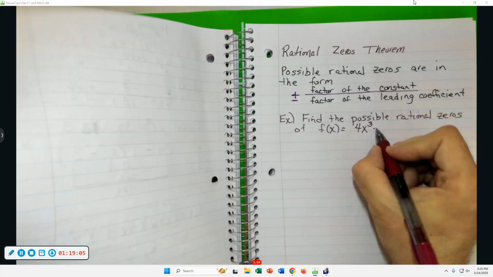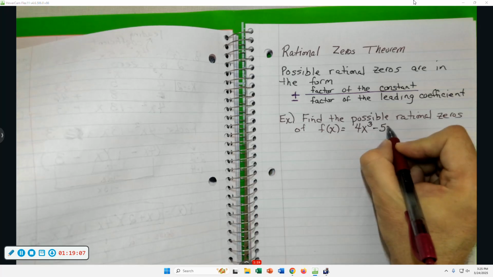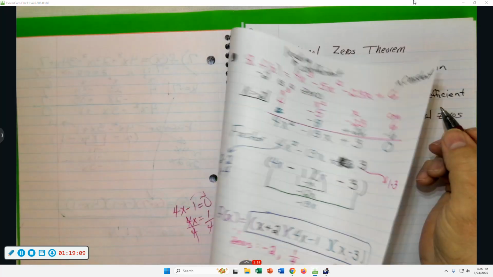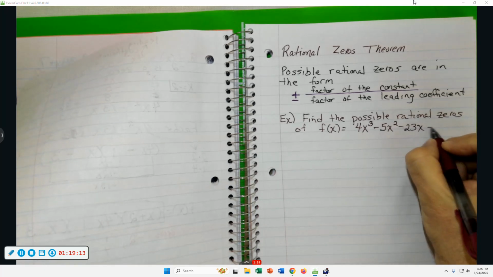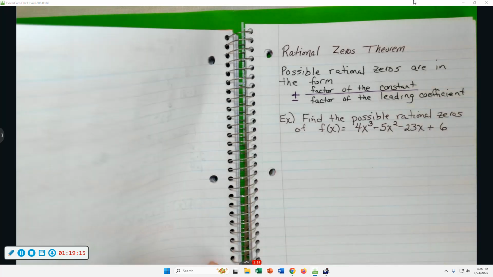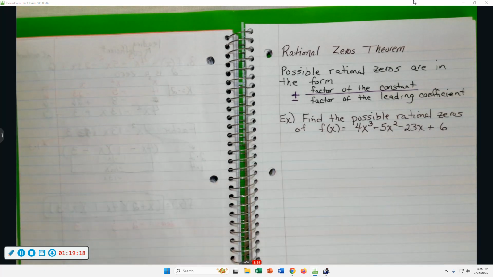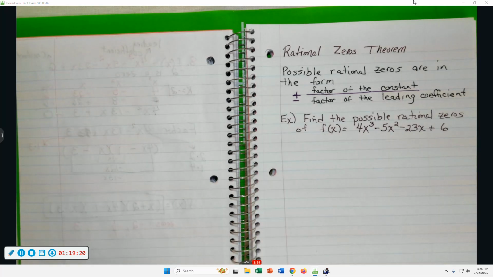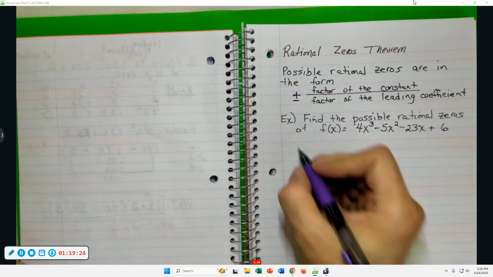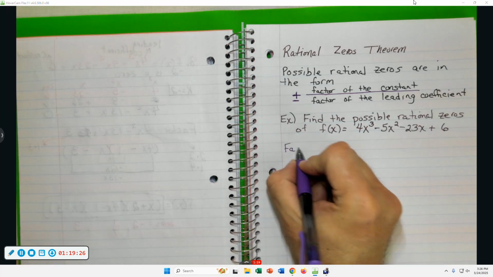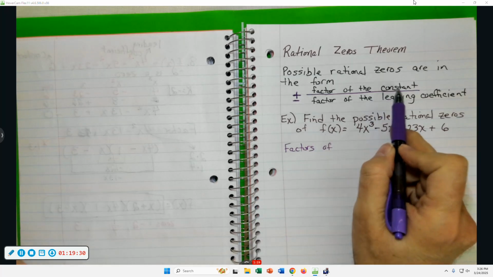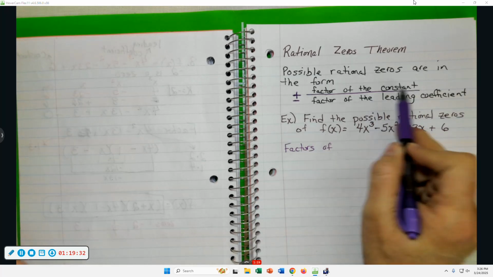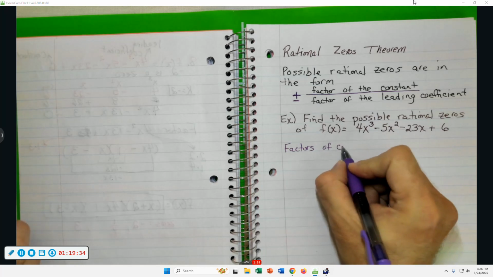Minus 5x squared, minus 23x plus 6. So I'm just taking the problem that we just finished doing. And in a moment, once we move to number 9, we'll have problems like this, where it says find the possible rational zeros. The first thing you should do is find the factors of the constant term. I'm using the constant first because that's the top. That goes on top.